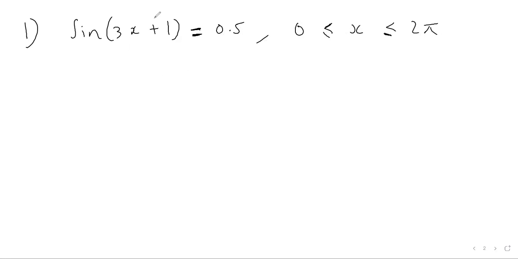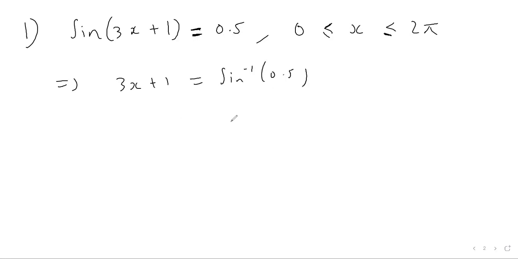So how would we solve this? I guess the first step is to invert this sine function, because we're trying to calculate x. That's the whole point of this equation. We're trying to find the x value. So let's get rid of the sine function. Let's apply the sine inverse to both sides. If we do that, we get 3x plus 1 is equal to sine inverse of 0.5.